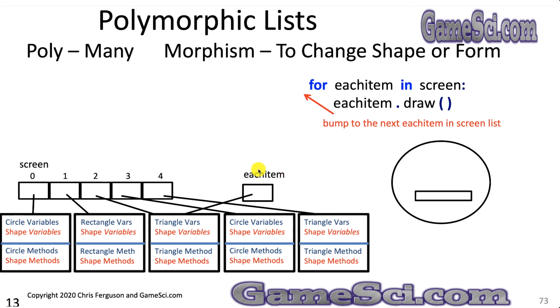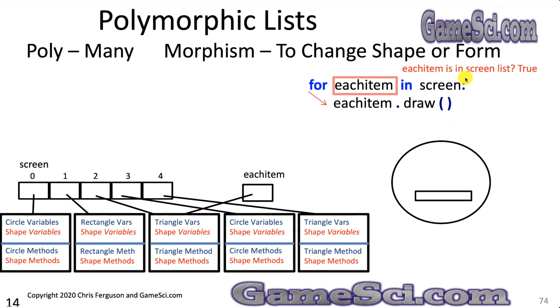Look what happened to this variable. It went from this object over to that object. That's polymorphism. So now each item is pointing to this triangle object. Is each item still in the screen list? That's a true statement. Each item is still a valid reference to something in the list.